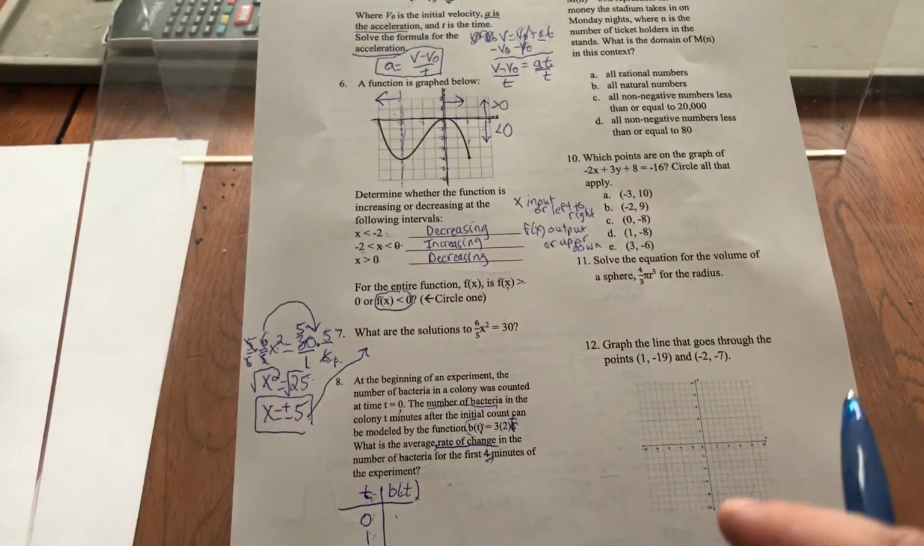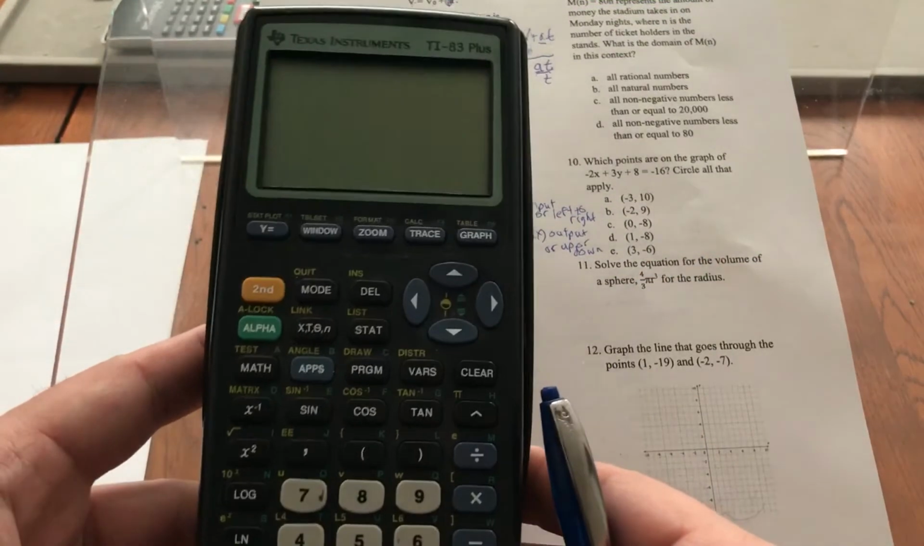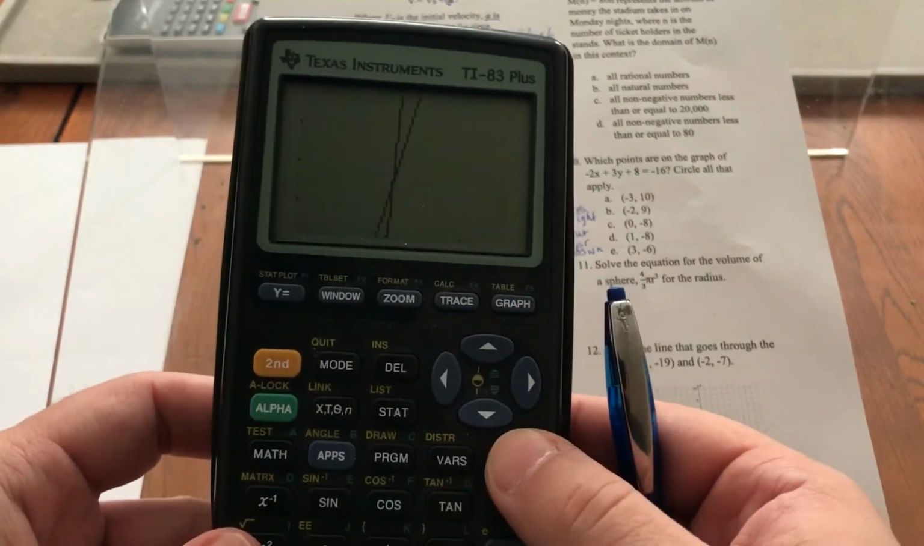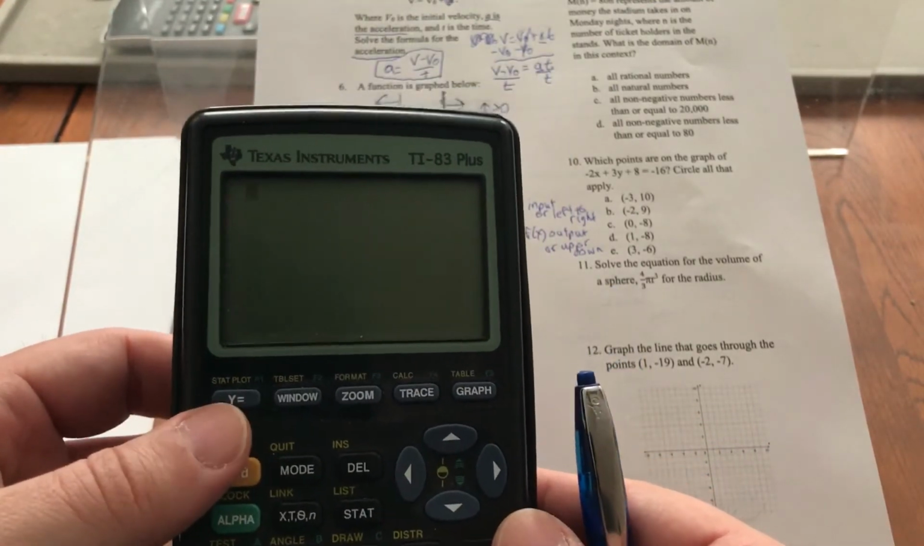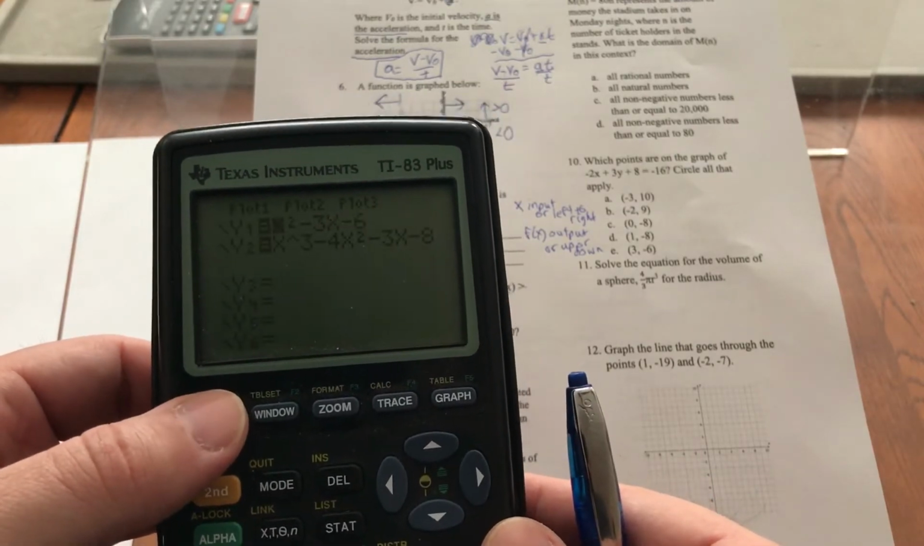All right. The quick and easy way to do this is to go into your calculator. We'll clear out our old function here. All right, so you'll go into the calculator, you'll hit this y equals button.